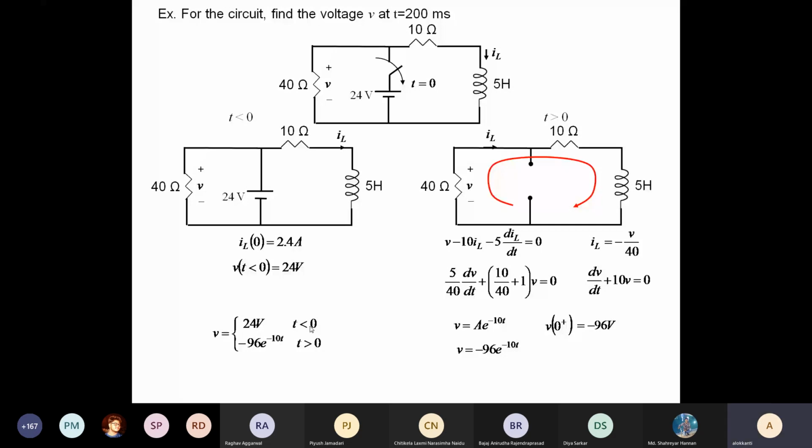Now the question is, what is the value at t equal to 200 milliseconds? Which condition will you apply?